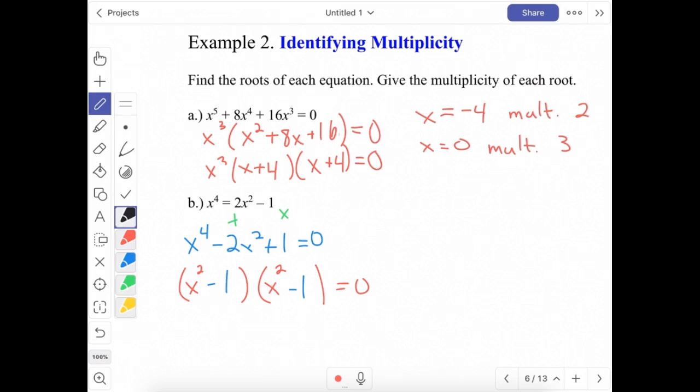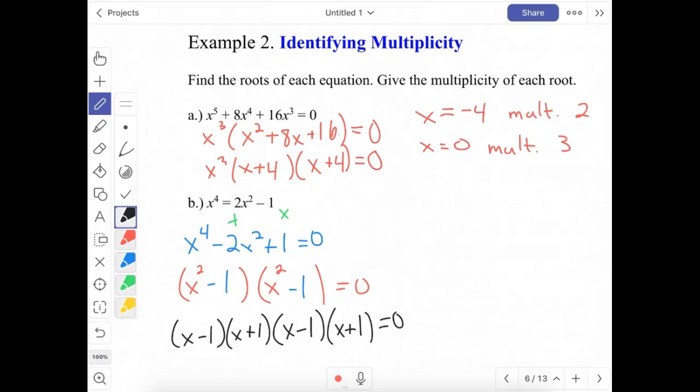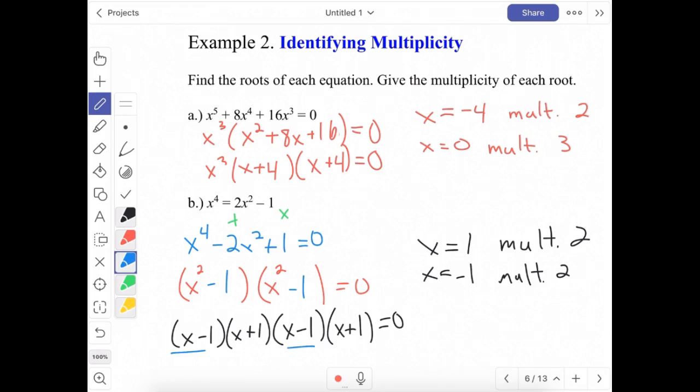So this here is a difference of squares. So we'd have x minus 1 and x plus 1, and another x minus 1 and x plus 1, all equal to 0. So x equals 1 has a multiplicity of 2, and x equals negative 1 has a multiplicity of 2. Okay? So again, multiplicity is just how many times that factor occurs. Because we have 2 of those and 2 of those, they each have a multiplicity of 2.